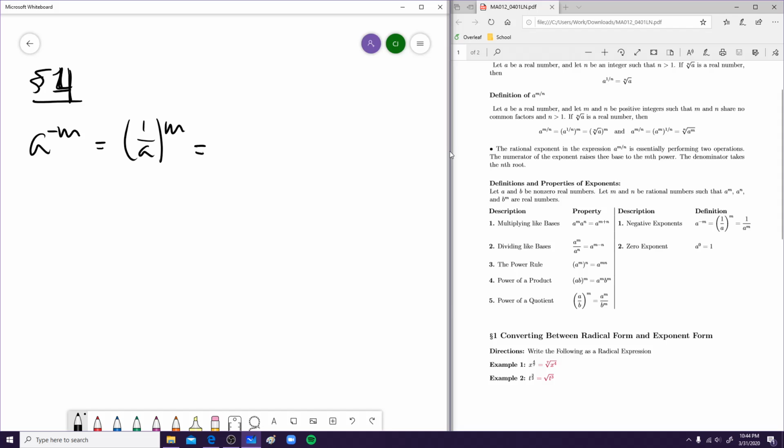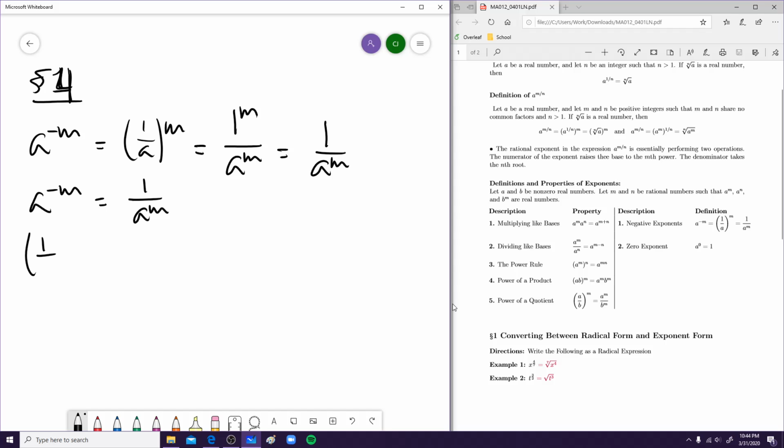Why? Because of the power of a quotient. If I take 1 over a to the m power, the property tells us that this is also 1 to the m over a to the m. 1 to anything is 1, and then a to the m. So we can just say a to the negative m is equal to 1 over a to the m.